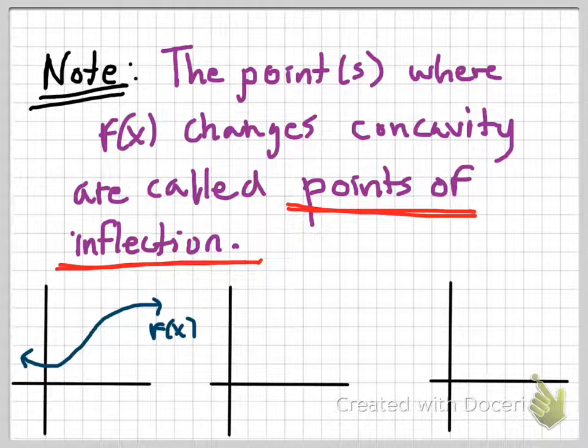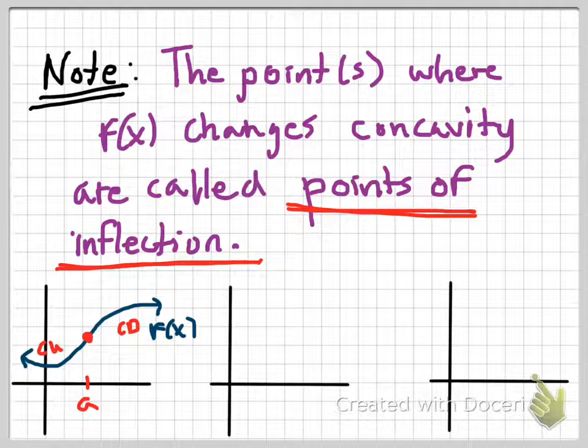And I just want to make a note that this is a graph that switches from concave up to concave down. And right about here, we're going to say that's at A. A is a point of inflection. Switches from up to down. So A would be a perfect example of a point of inflection.